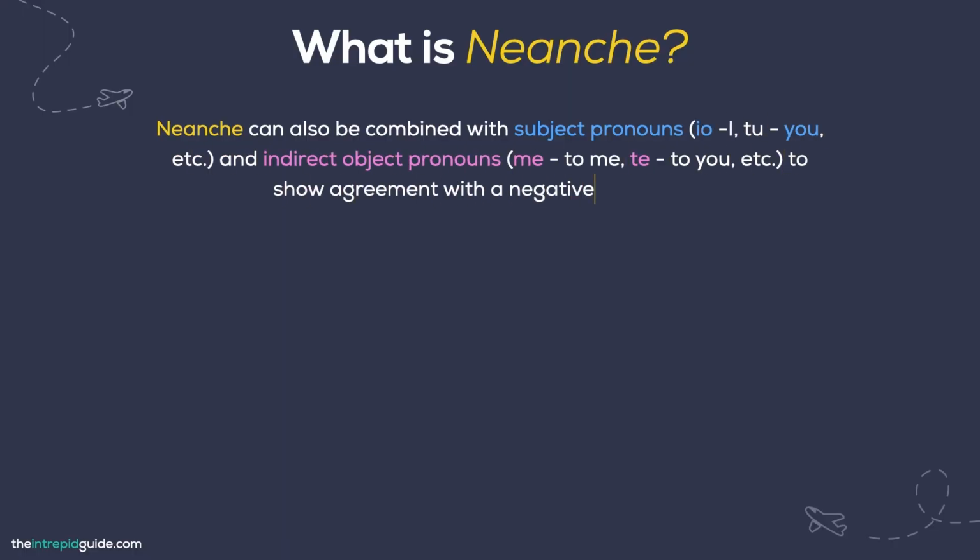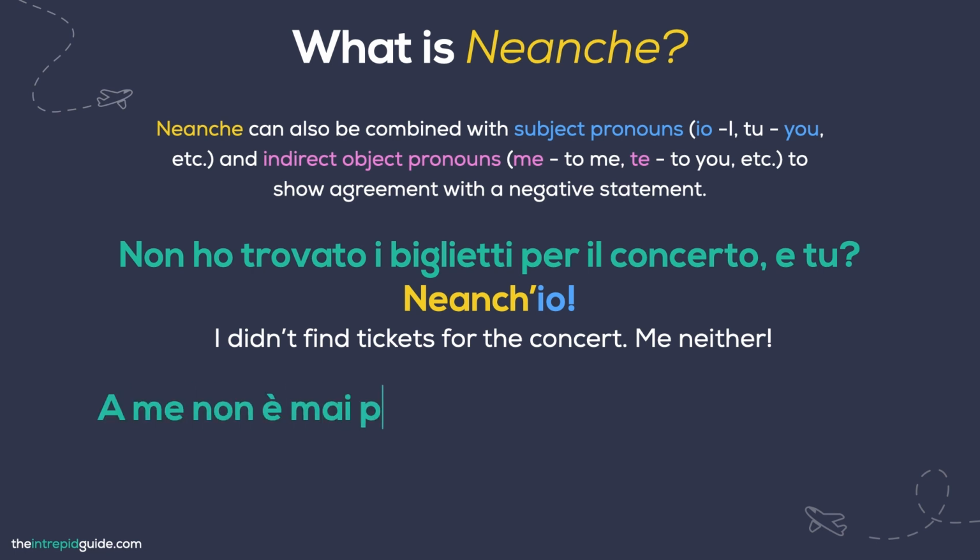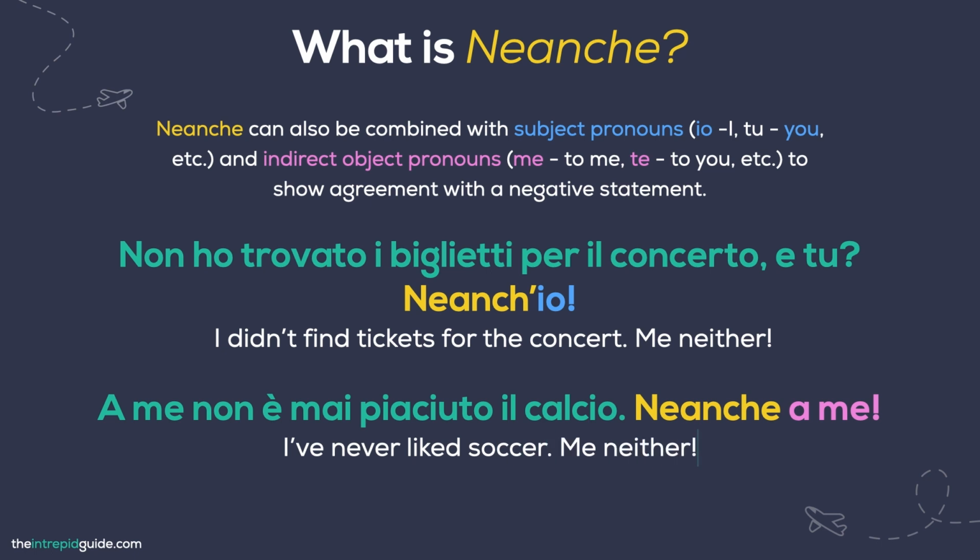Neanche can also be combined with subject pronouns such as io, I, tu, you, and so on, and indirect object pronouns such as me, to me, te, to you, and so on, to show agreement with a negative statement. For example, Non ho trovato i biglietti per il concerto. E tu? Neanch'io. I didn't find tickets for the concert. Me neither. A me non è mai piaciuto il calcio. Neanche a me. I never liked soccer. Me neither.